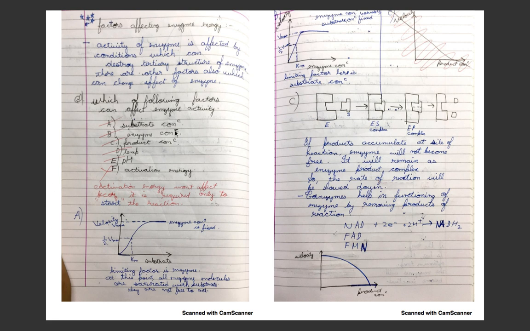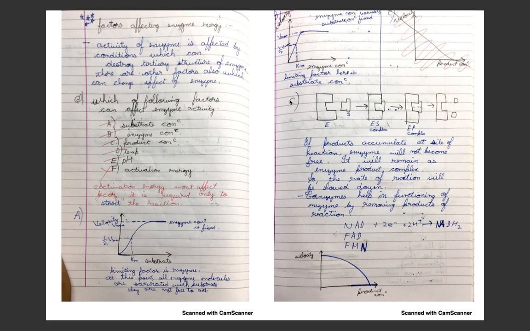Okay, now first one, substrate concentration. What would the change be in enzyme activity if substrate concentration increases? Now, if the substrate concentration increases and enzyme concentration is constant, then the limiting factor is the enzyme. Since the enzyme is fixed, at this point all the enzyme molecules are saturated. They are not free to act. So enzymes would be more effective with more substrate and less effective with less substrate concentration.